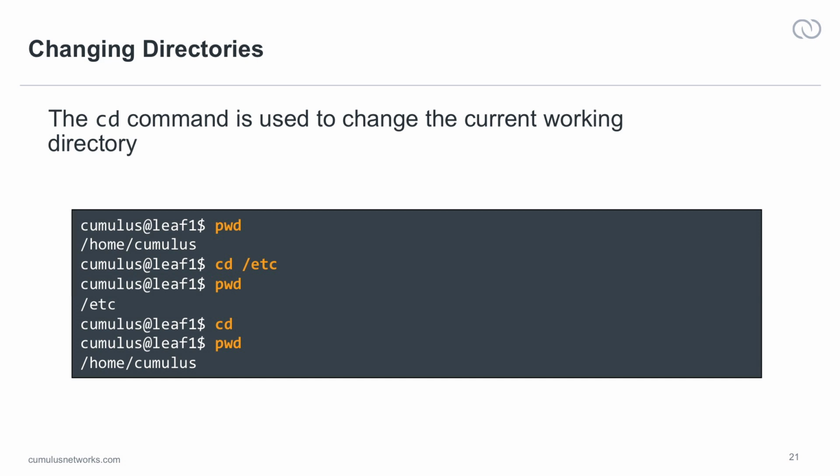Dot represents the current working directory. Dot dot indicates one directory up in the file system hierarchy. Dash represents the previous directory that was cd'd from. And if I use the cd command with no argument, it will automatically take me back to the user's home directory.